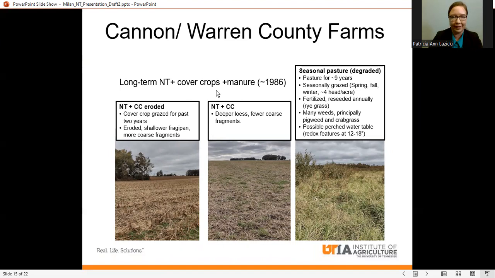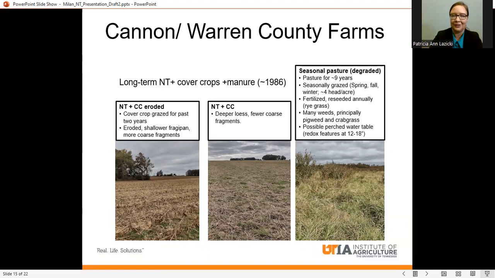So the first 2 are the row crop. They've both been under no-till since the 80s. They've had a cover crop, either wheat or multi-species, and they've had manure applications. The biggest difference between them is the first was heavily eroded. The farmer said it was a much worse field when he started managing it in this way. And we found that the fragipan was much shallower, it had a lot more coarse fragments. Another small difference is that the cover crop had been grazed, but just for the past 2 years, whereas the second site had deeper loess, fewer coarse fragments.